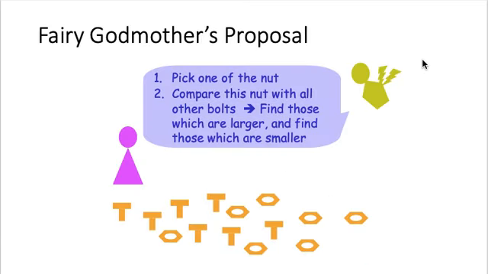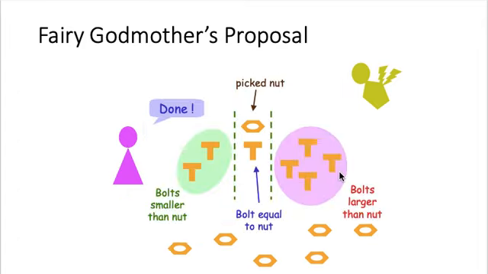Okay, Fairy Godmother came to the rescue. Here, Fairy Godmother appeared and told Cinderella an idea. So let's see. First of all, pick one of the nuts, any of them. Then compare this nut with all the other bolts. In this way, we are able to find out which bolts are smaller than the nut, and which bolts are larger than the nut. So this is what these two steps are doing. Pick a nut, compare all the bolts with this nut, and after that, we will be able to get bolts that are smaller, bolts that are larger, and also a bolt that is exactly fitting the nut.